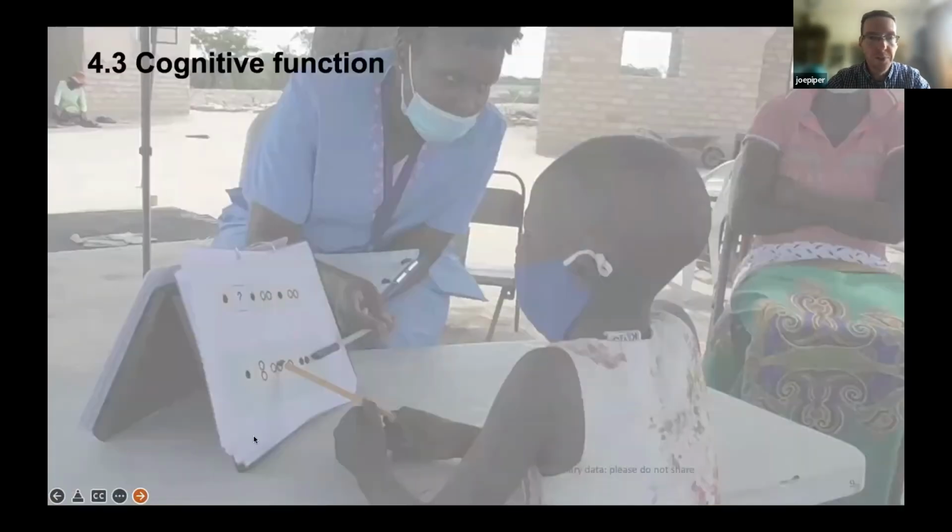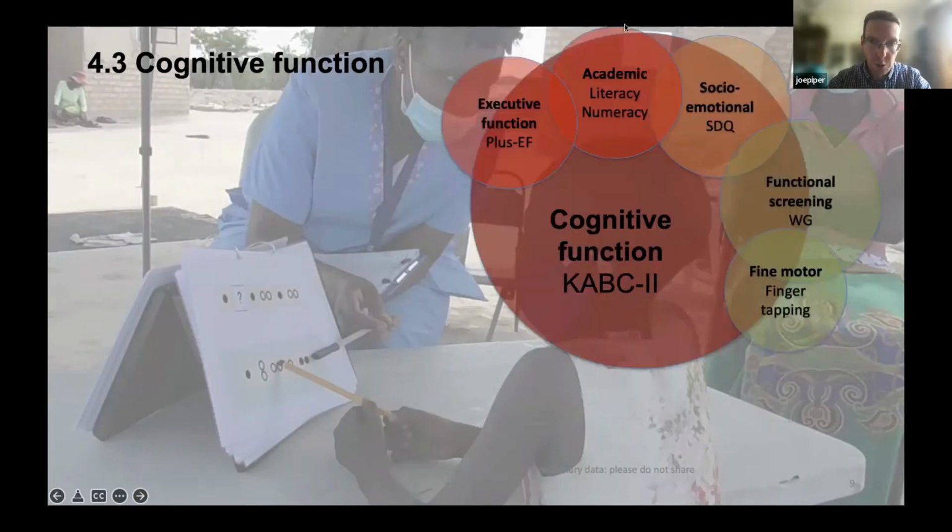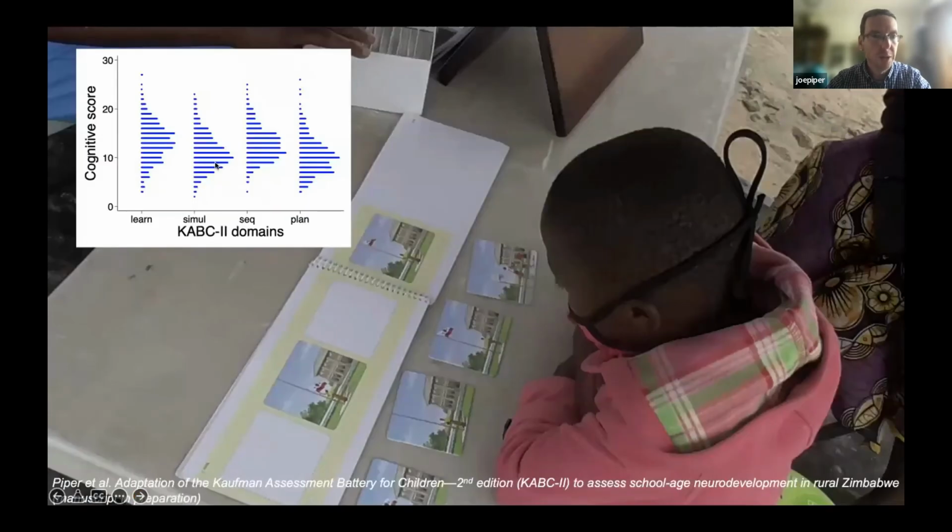What about cognitive function? Here's a child doing one of the cognitive tests within the Kaufman. Which one of these patterns goes here to make the complete pattern? You can see the child's got it right. Obviously this is all happening during COVID, so everyone is wearing scrubs and masks. I talked about the different aspects of cognitive function that we're measuring before: briefly, executive function, academic function, social emotional, fine motor, and then overall cognitive function or cognitive processing. You can see these different domains here, such as logic and short and long-term memory. We're getting quite a nice Gaussian distribution of different function.